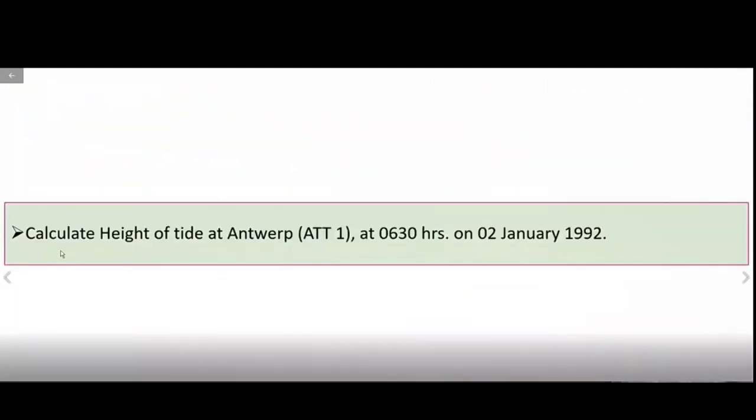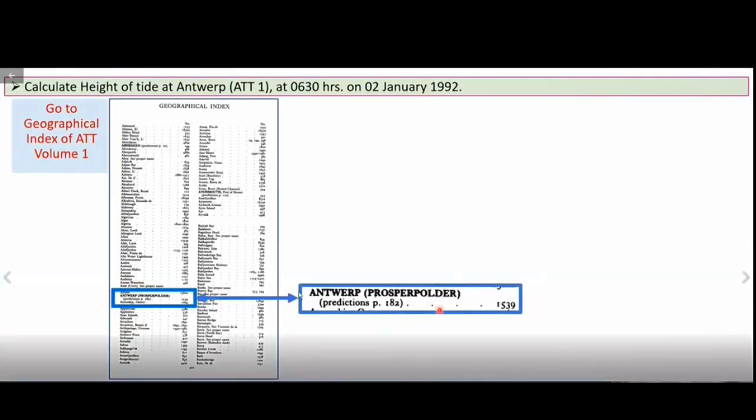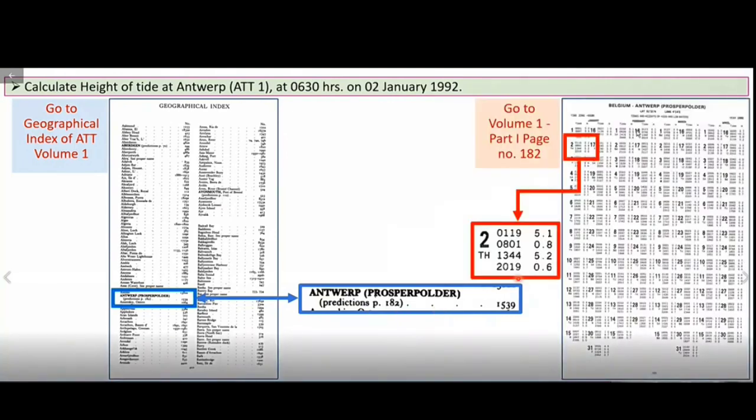Then we did this particular question, beta. This was the question which we did last time. Height of tide at Antwerp at 0630 hours on 2nd January 1992. So what we did was we first went into the geographical index, found out the page number where this port is. So that is page number 182. Then we went to page 182. From there we obtained 2nd January 1992, the times as well as the heights.